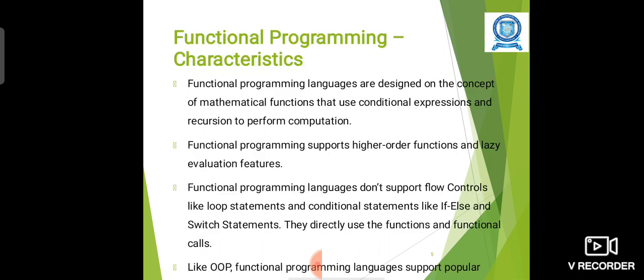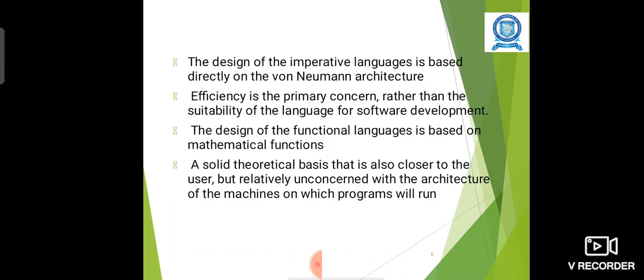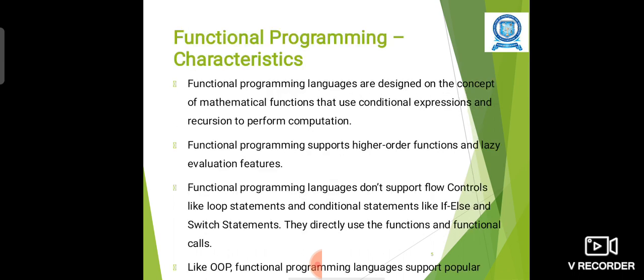Functional programming languages have certain characteristics. They are designed on the concept of mathematical functions that use conditional expressions and recursion to perform computation. They support higher order functions and lazy evaluation features. They don't support control flows like loop statements and conditional statements like if else and switch statements. They directly use the functions and function calls. Like OOPS, functional programming languages support popular object oriented and object abstraction concepts.